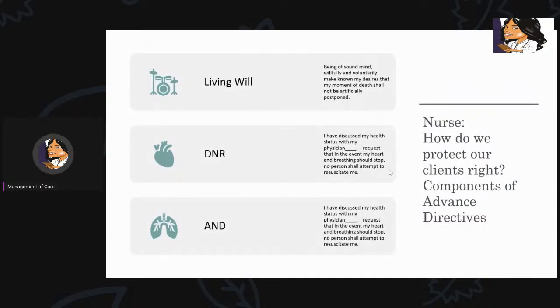Now, a DNR. Look at a DNR: I have discussed my health status with my physician. I request that in the event my heart and breathing should stop, no person shall attempt to resuscitate me. That's a DNR. And look at the AND, allow natural death: I have discussed my health status with my physician. I request that in the event my heart and breathing should stop, no person shall attempt to resuscitate me. So look at a living will and a DNR. That should put it into perspective for you.